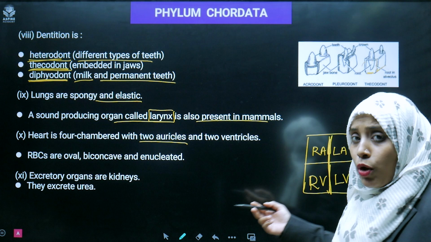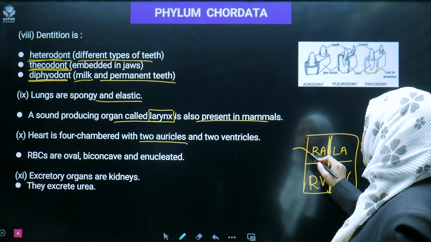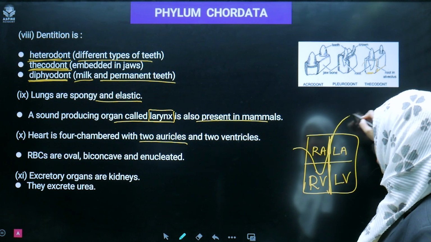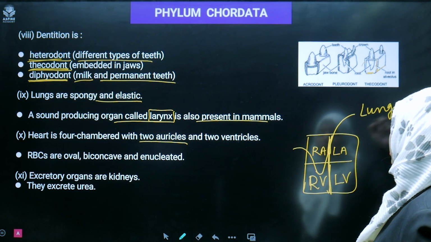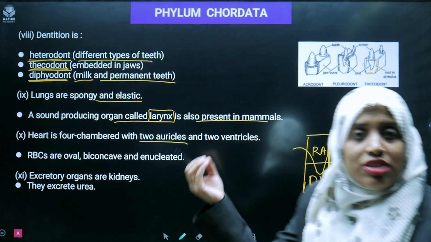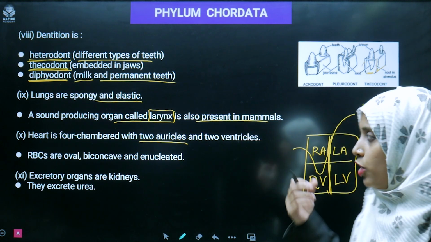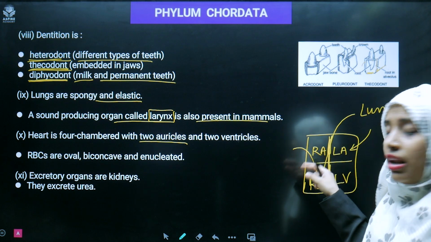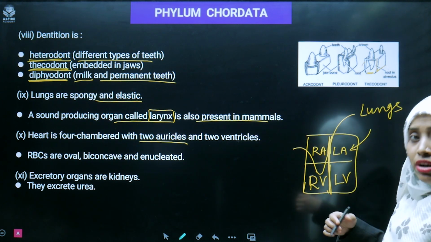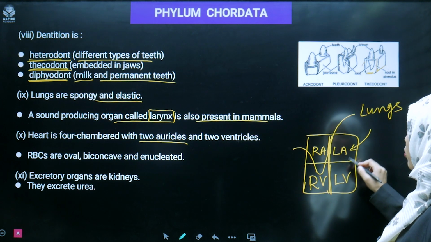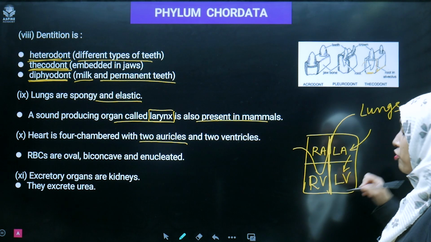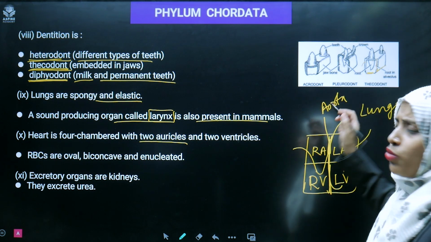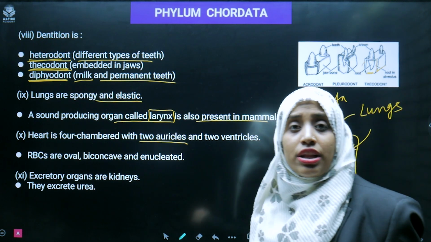Okay, so the impure blood from the right auricle will enter the right ventricle, and from the right ventricle it will reach the lungs. From the lungs, which oxygenate the blood, it will be sent again to the left auricle. Lungs से again left auricle में आएगा blood, pure blood. Then finally it will reach the left ventricle, and from the left ventricle to the aorta. In this way, the four chambered heart works in mammals.